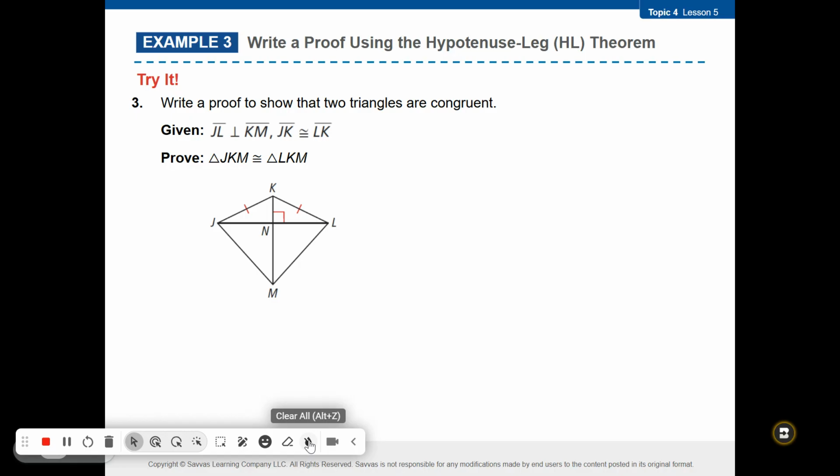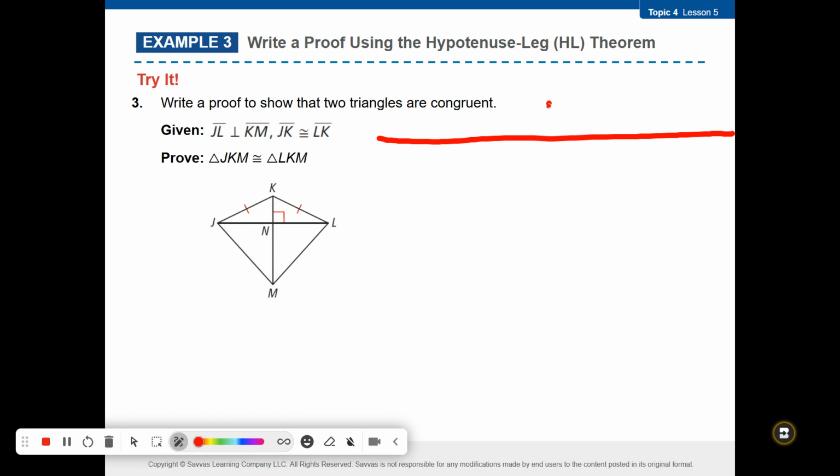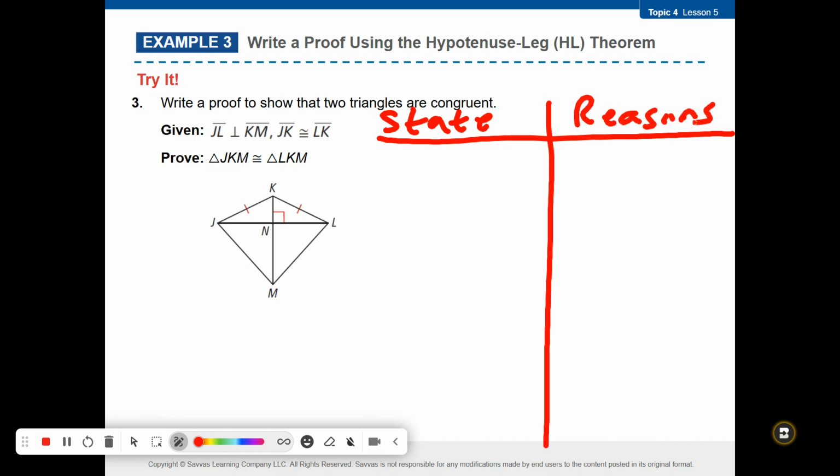Now let's get into a proof. So it says, write a proof to show that two triangles are congruent. So my first step is I'm going to have my statements and my reasons. Now I'm just going to save some space, but you guys know all of this gets put right into there, right? I'm just saving some space right now, because sometimes this can get a little clogged.